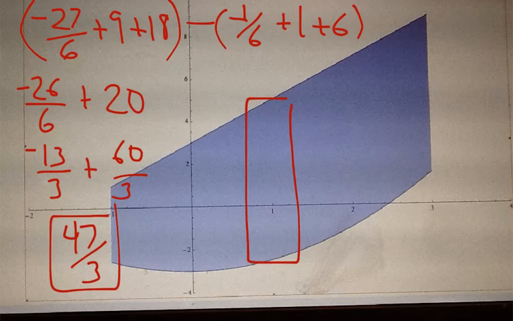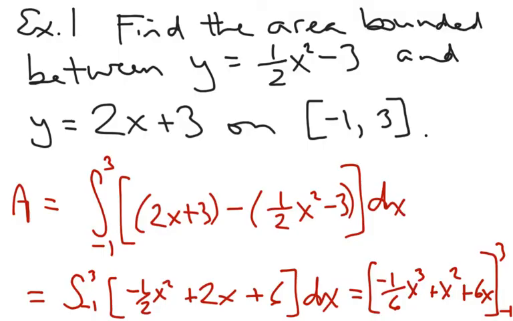But that's our answer. So again, the key thing here is when we set up the integral that we subtract the top function minus the bottom function. So you have to look at the graph and make sure that you recognize which one is on top and which one is on the bottom. Use your appropriate limits of integration and then use the fundamental theorem.